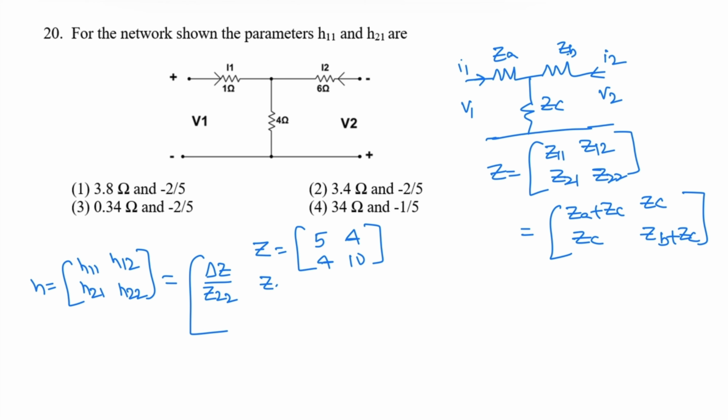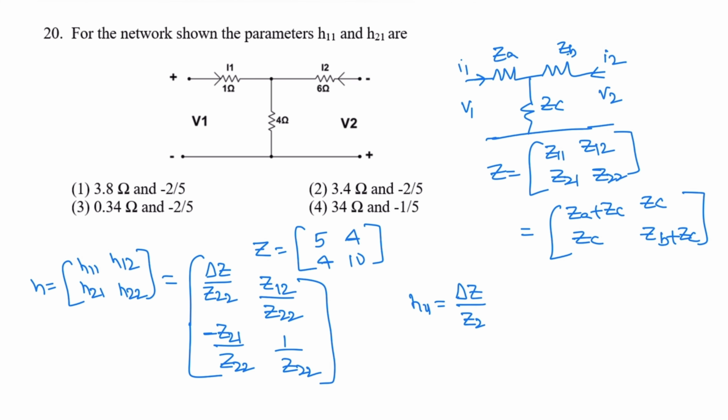Next, H12 is Z12 by Z22. H21 is minus Z21 by Z22, and then H22 is 1 by Z22. This is a relation between H parameters and Z parameters. So from this, H11 is delta Z by Z22. The value of this delta Z is 34. So H11 is 34 by 10, so it is 3.4.